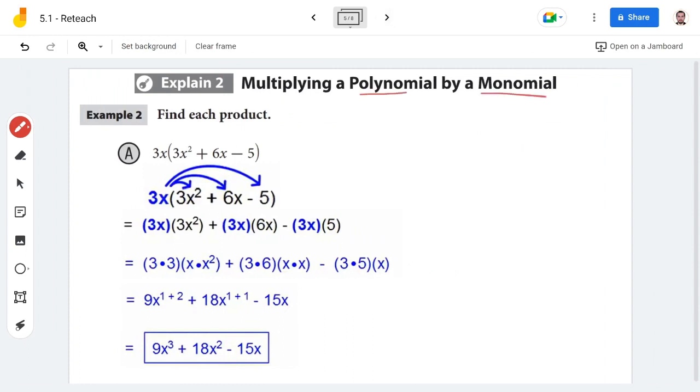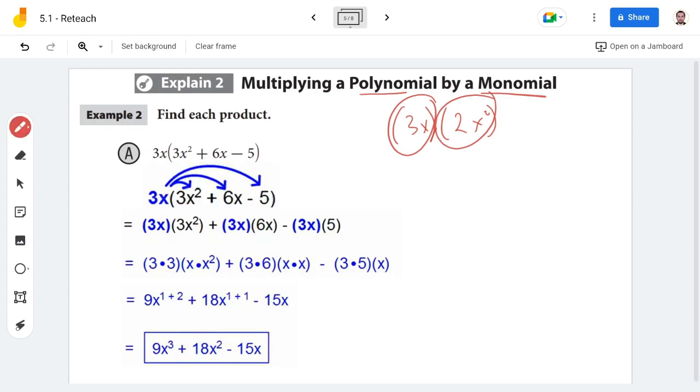So we know that a monomial could be 3x times, let's say, x to the power of 2. So this is a monomial times a monomial. But how about if we have polynomials? So this one is a polynomial, this one is a monomial. So monomials multiply with polynomials. Look at the example here. It's very easy. It's the same thing, but we just distribute.